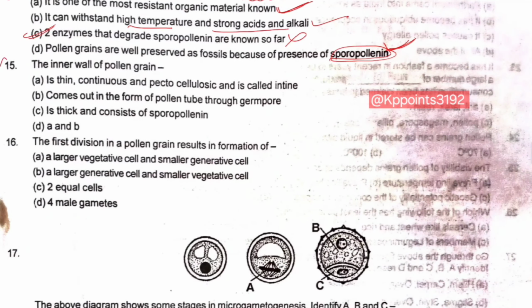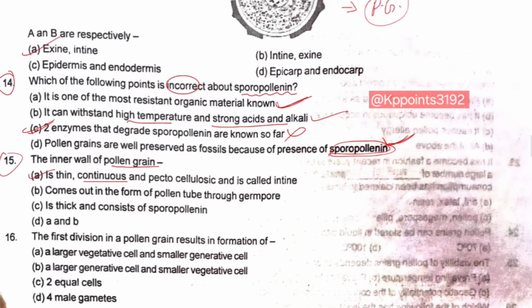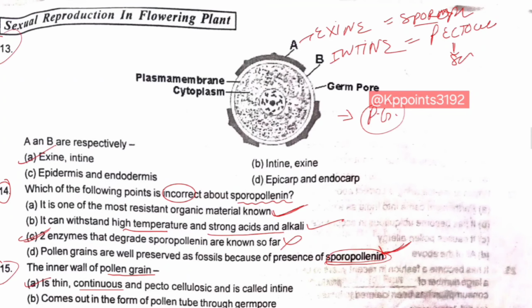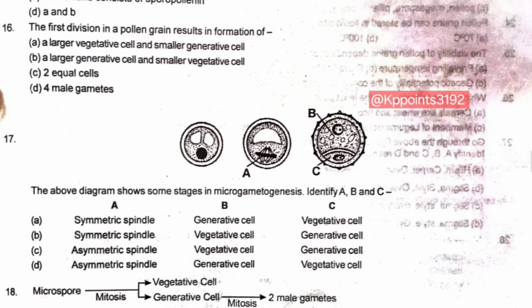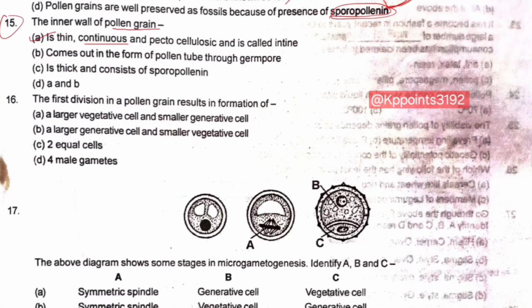Question number 15. The inner wall of the pollen grain is thin. Yes, a continuous inner wall. Like this, this is continuous. Clear? So it is thin, continuous, made up of pectocellulose, and called intine. Next, it comes out in the form of a pollen tube through the germ pore. Yes, the answer is A and B.